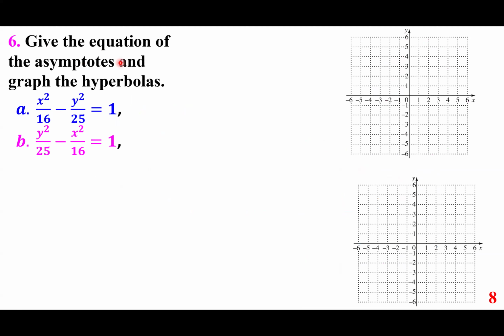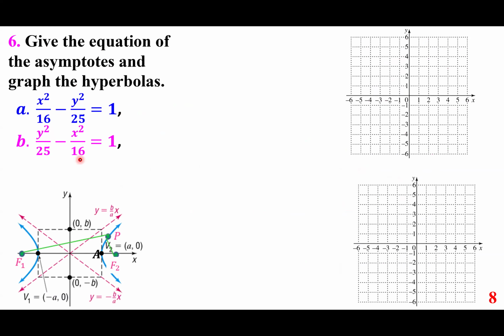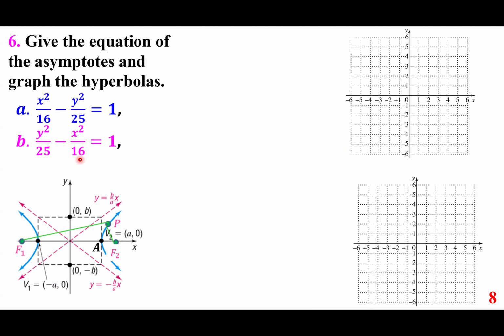Give the equation of the asymptotes and graph the hyperbolas. The first one is x squared over 16 minus y squared over 25 equals 1. The second one is y squared over 25 minus x squared over 16 equals 1. So first, let's remind everybody of what is a hyperbola to begin with.